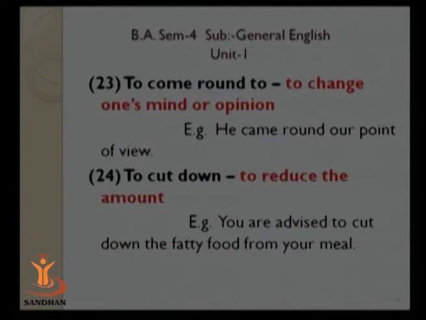Next one, number 23. To come round to means to change one's mind or opinion. For instance, he came round our point of view. Number 24. To cut down means to reduce the amount. For instance, you are advised to cut down the fatty food from your meal.